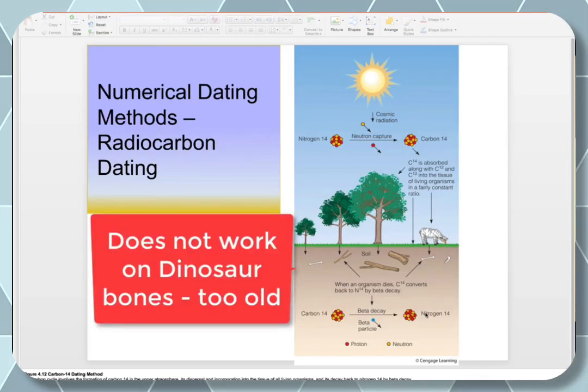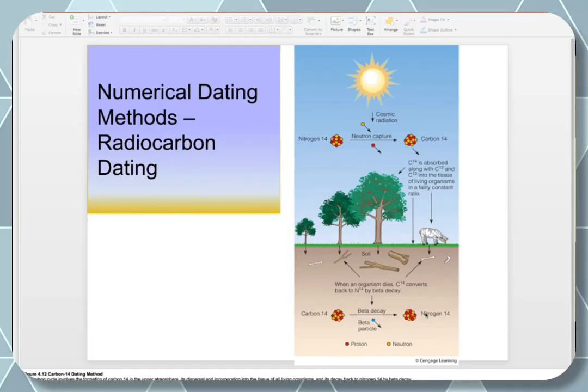So in other words, you cannot use carbon-14 dating on dinosaur bones, because dinosaurs lived millions of years ago, more than 65 million years ago, and carbon-14 doesn't work on anything that old. So it only works on something that's about maybe 50,000 years, 55,000 years and younger.